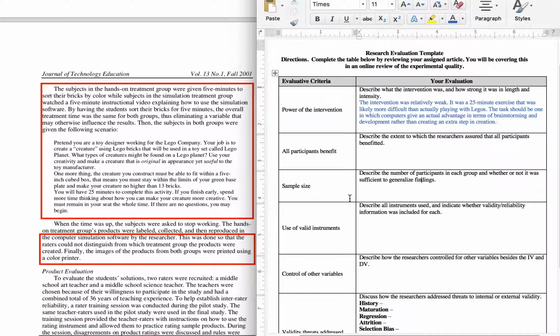Now, in this case, I would say that the intervention itself was relatively weak. They had 25 minutes to use this. They learned about it for 5 minutes. There was one single task that they were using it. And when you're thinking about, right, whether or not I am designing a creature, I would probably rather be using the bricks because it's hands-on. The computer simulation gives me no advantage in this particular case.